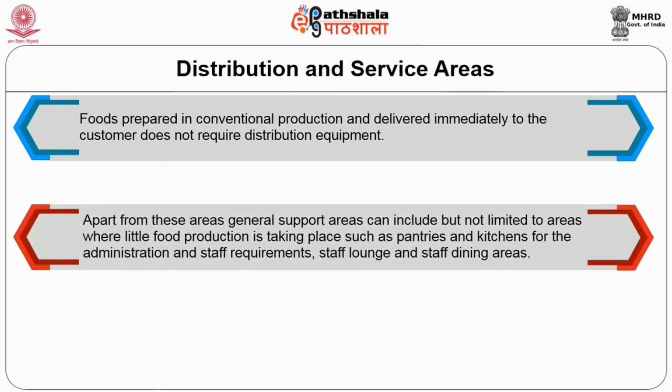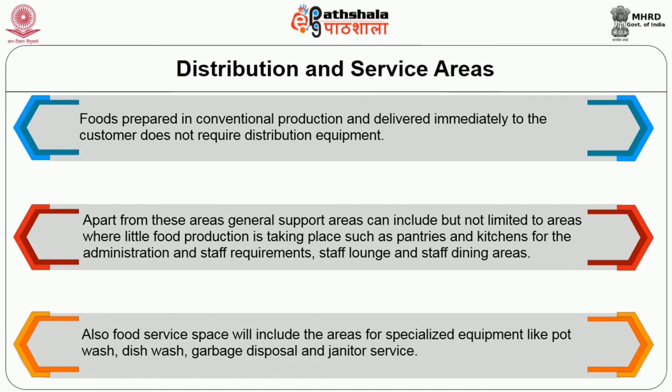Apart from these areas, the general support areas can include, but are not limited to, the areas where little food production is taking place, such as pantries and kitchens for the administration and staff requirements. Food service space will include the areas for specialized equipment like pot wash, dishwash, garbage disposal, and janitor service.